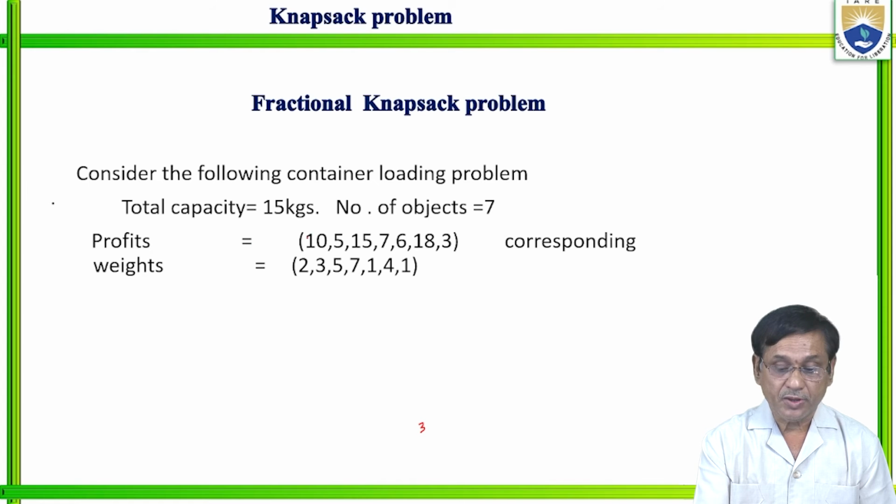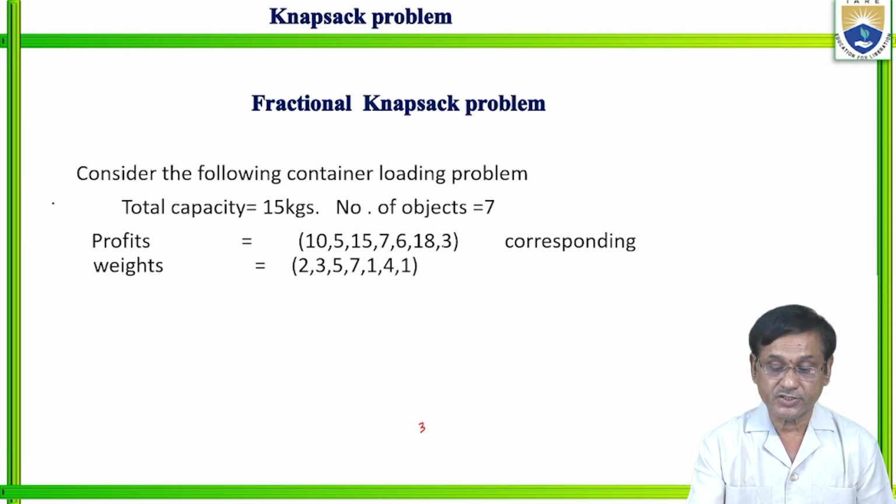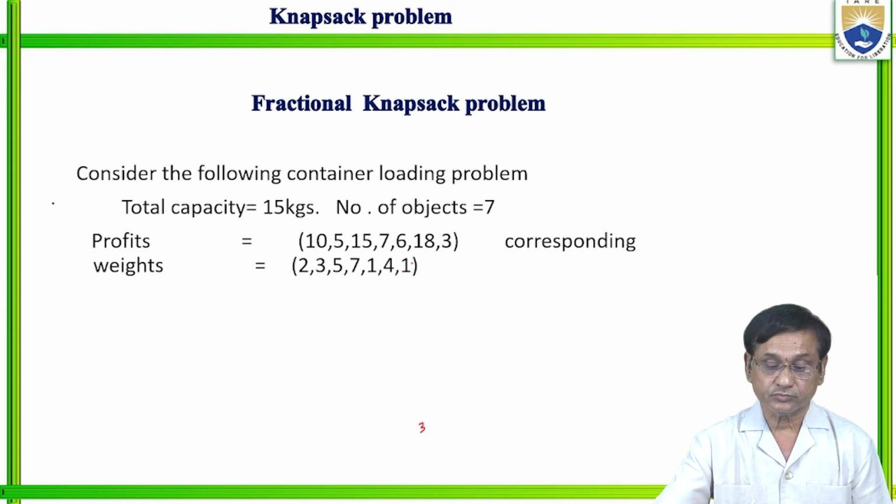That means for the first object, the profit is 10, weight is 2. For the second object, profit is 5, weight is 3. For the third object, profit is 15, weight is 5. For the fourth object, profit is 7, weight is 7. And the fifth object, profit is 6, weight is 1. For the sixth object, profit is 18 and weight is 4. And the last object, profit is 3, weight is 1.